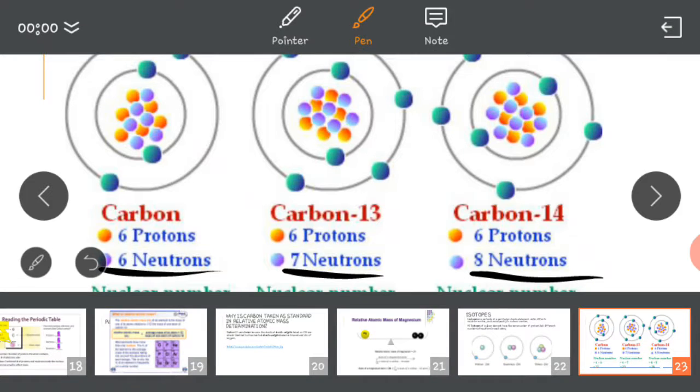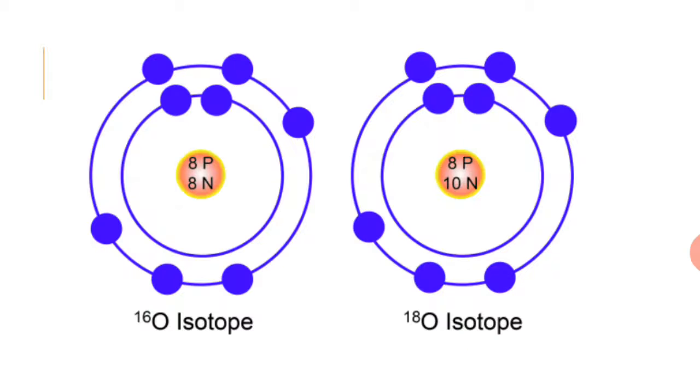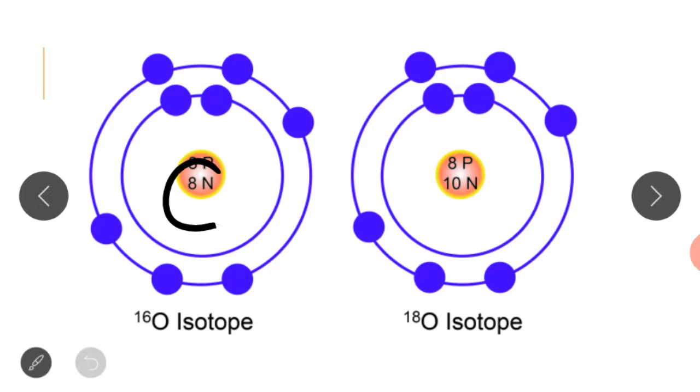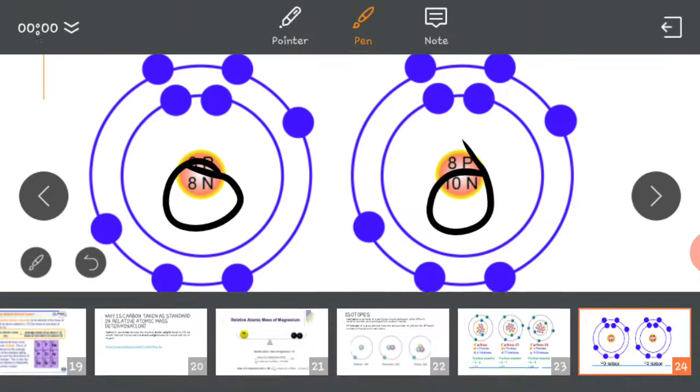Next, the isotope we have is the isotope of oxygen. Like here you can see that there are 8 neutrons. Here there are 10 neutrons.